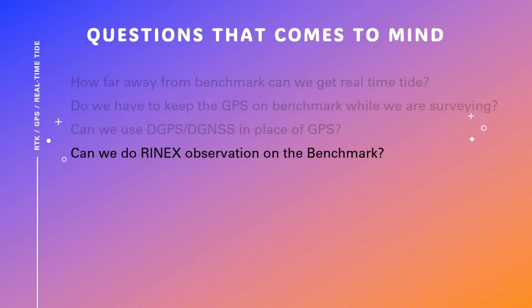Can we do Rhinex observation on the benchmark? Of course you can do. You can do an 8 hours or 12 hours Rhinex observation on the benchmark, and that will give you a fantastic height, a beautiful height difference from the ellipsoid.